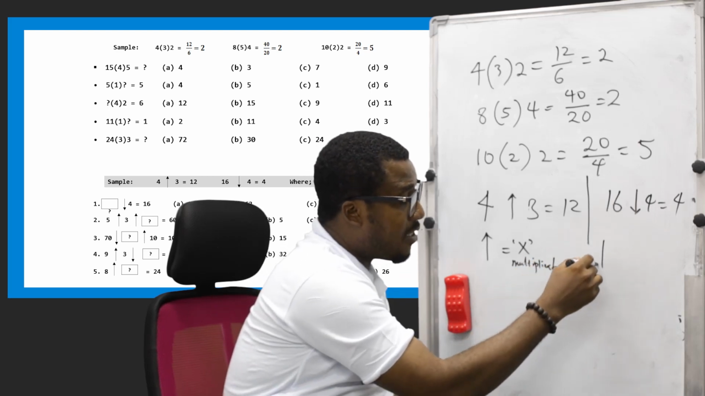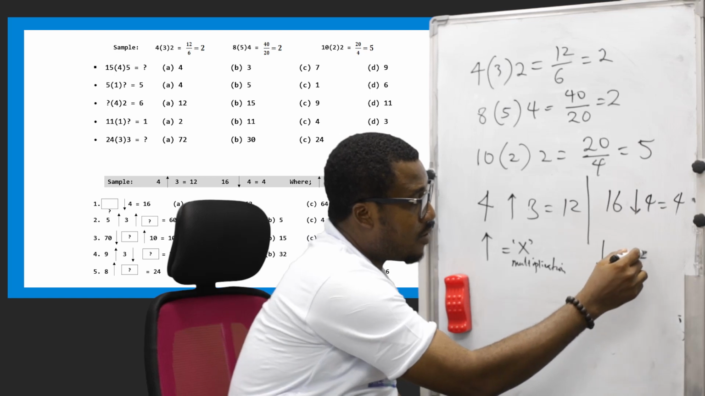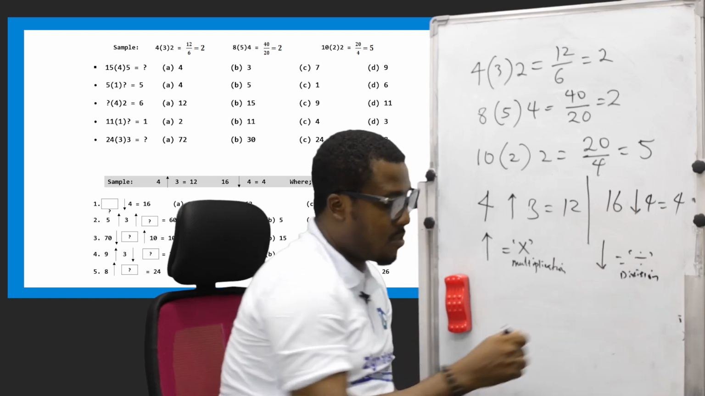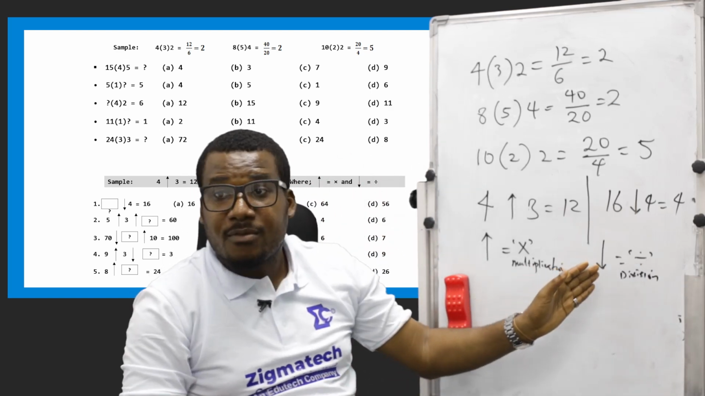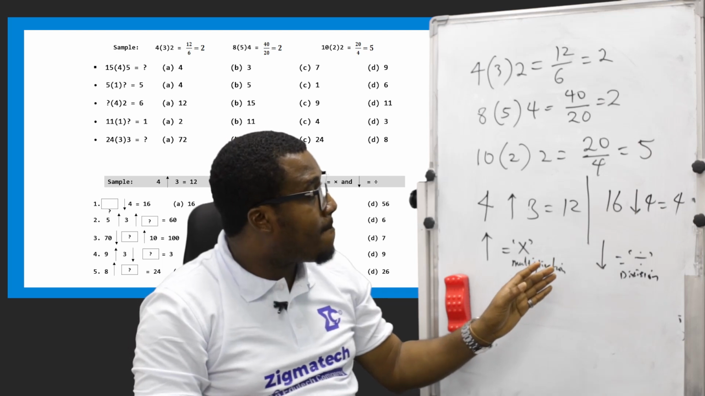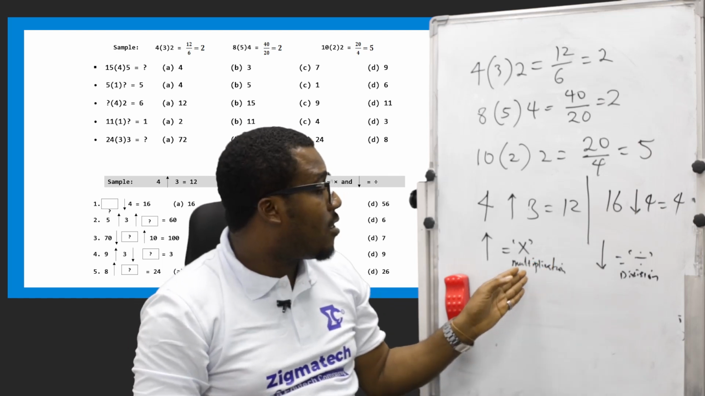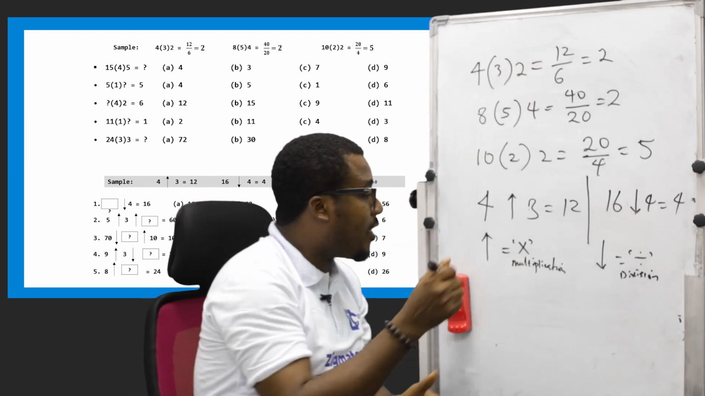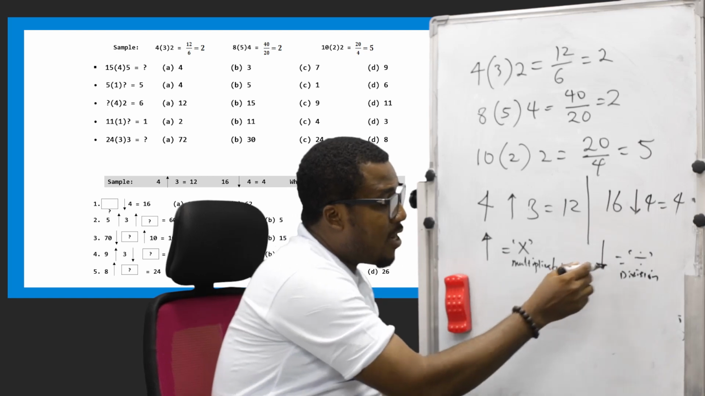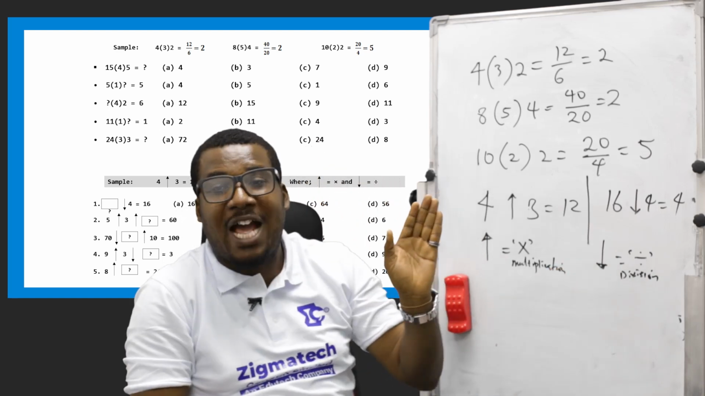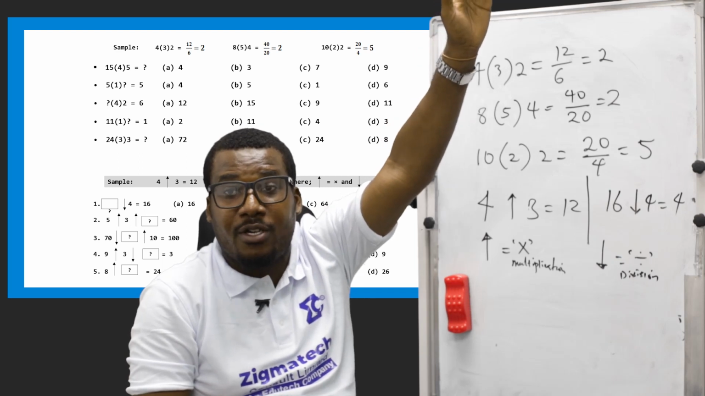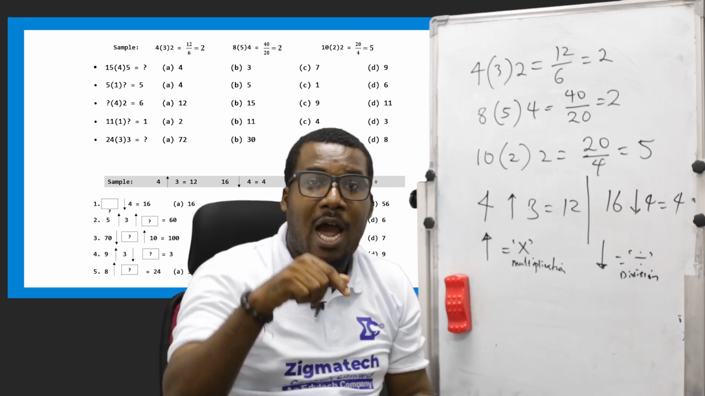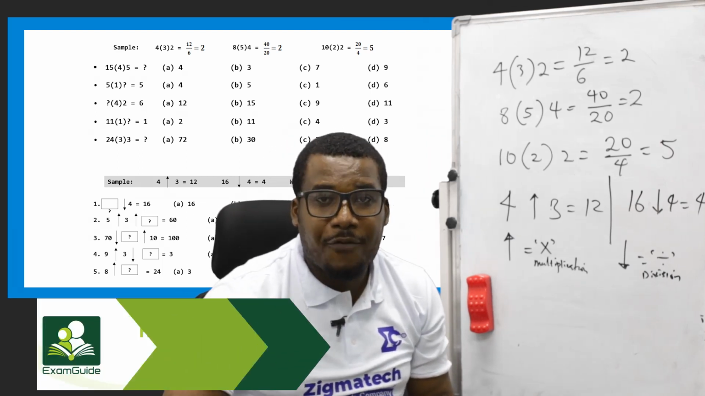Then all the arrows facing down denote division. So whenever you see a question that has the arrowhead pointing up, this is what's called the arrowhead. Whenever you see a question that has the arrowhead pointing up in this scenario, you have to multiply. But when the arrowhead is pointing downward, you have to divide.